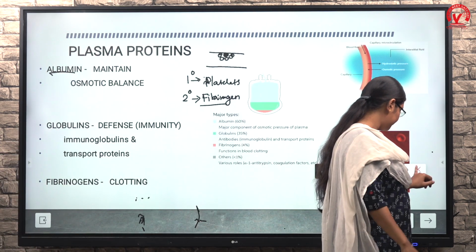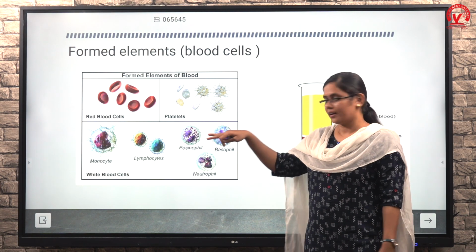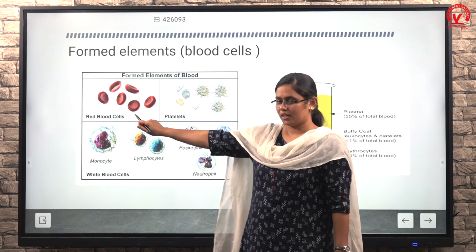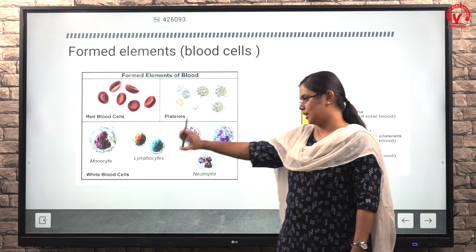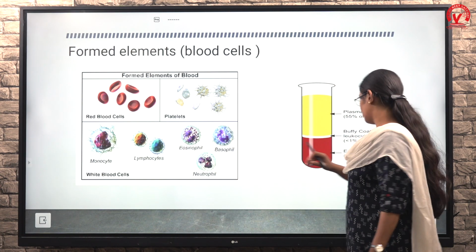Coming to the next slide. Next we are coming to formed elements. There are three different types of cells in blood: red blood cells or erythrocytes, platelets or thrombocytes, white blood cells or leukocytes. We will discuss each of these cells.